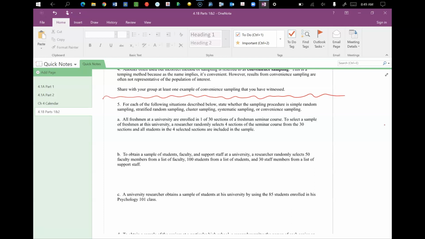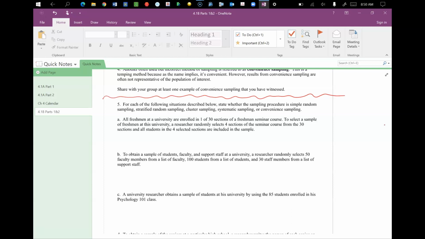The only groups that have any chance of being selected consist of exactly this number of faculty members, 50, this number of students, 100, and 30 staff members. A group that consisted of 180 faculty members, or 180 students, or 180 staff members has no chance of being selected. So again, it's not a simple random sample. However, it is a stratified random sample.